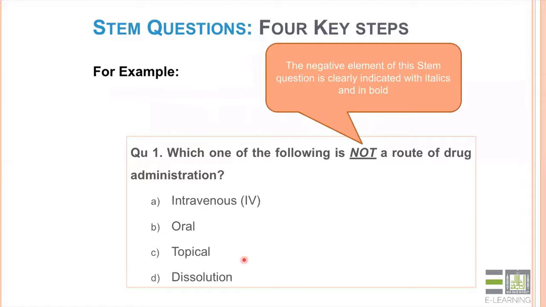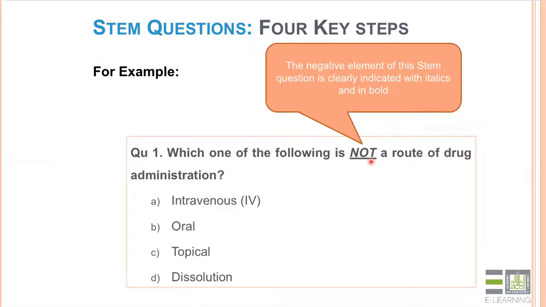An example of this, I have a question here where it asks students which of the following is not a route of drug administration. So notice that the negative statement is highlighted in bold, in capitals, and also underlined.